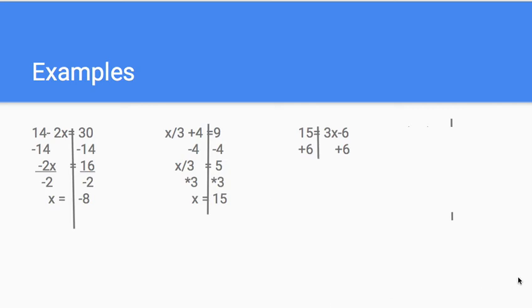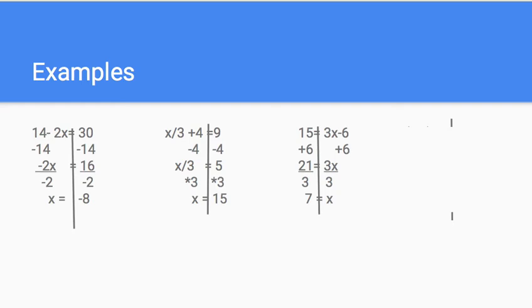So I add 6. And I do that to both sides to keep it equal. Now 15 plus 6 is 21. Over on the right-hand side, negative 6 and plus 6 cancel out, just leaving 3x. So 21 is equal to 3 times x. Well, the opposite of multiplication is division. So I divide both sides by 3, and that gives me 7. 7 is equal to x.